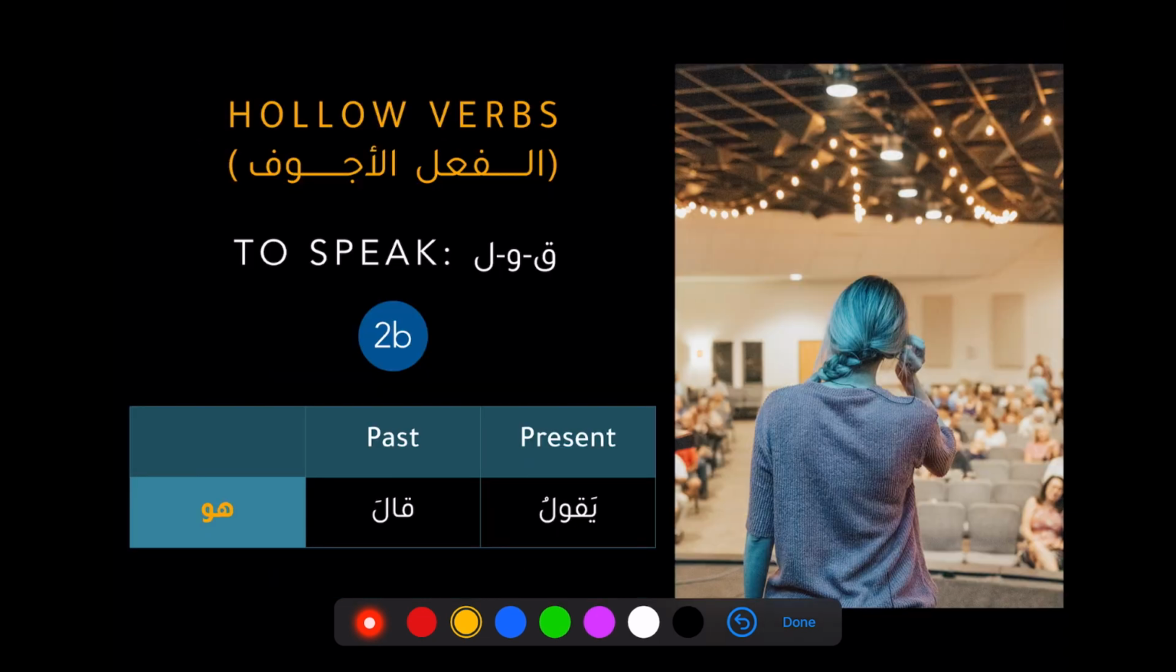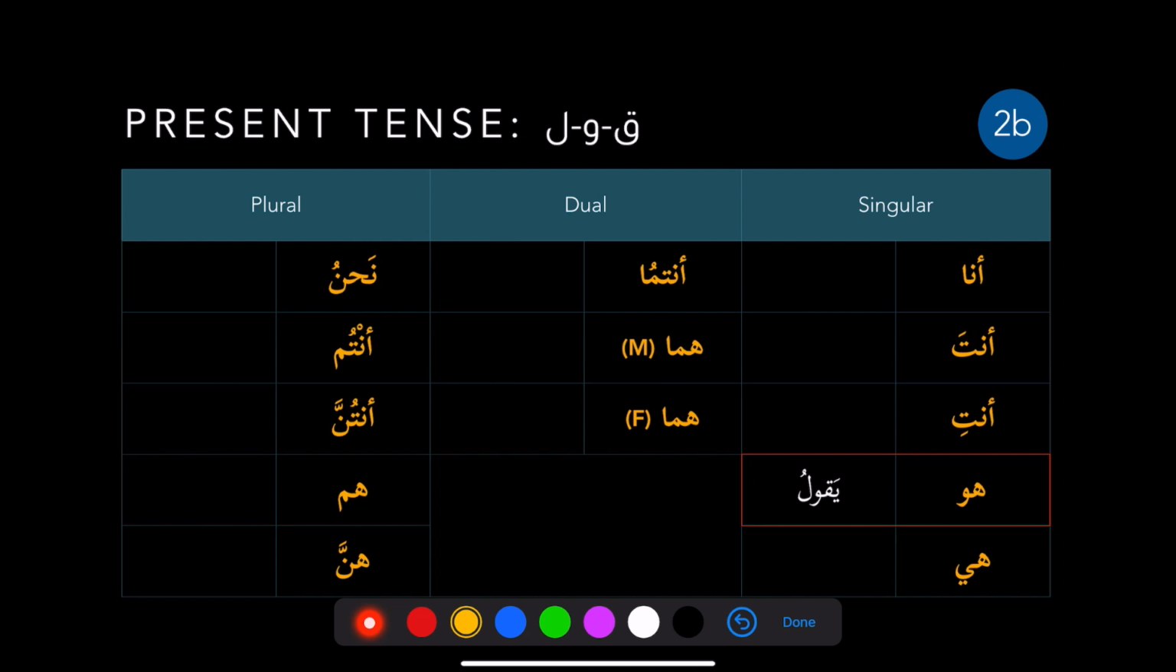Let's do another hollow verb example, but instead of a ya in the middle radical, let's do one with a waw. And so I picked qawala, which is past tense, qala yaqulu. And the conjugation you'll see is largely going to remain the same.